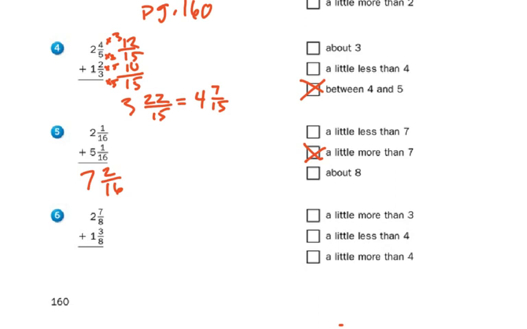And the last one we can easily do in our head as well. 7 plus 3 is 10/8. 2 plus 1 is 3. So this actually equals 4 and 2/8. So a little more than 4.